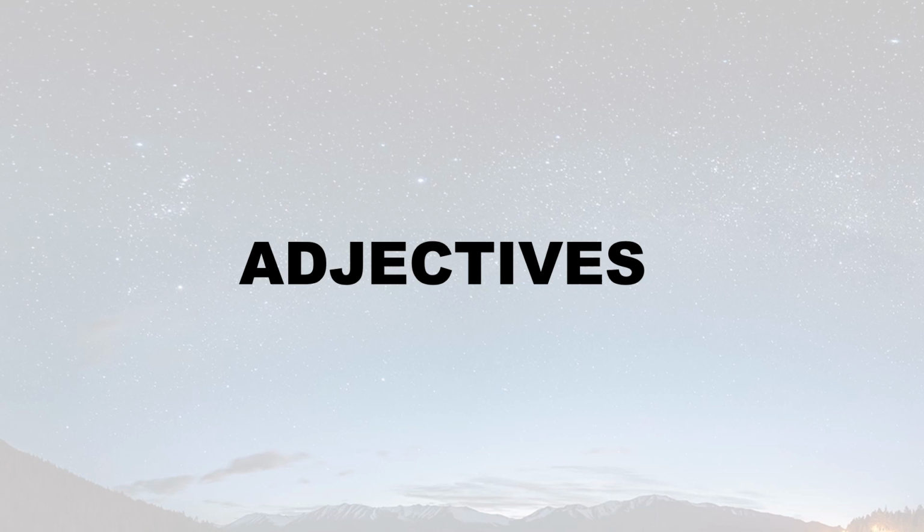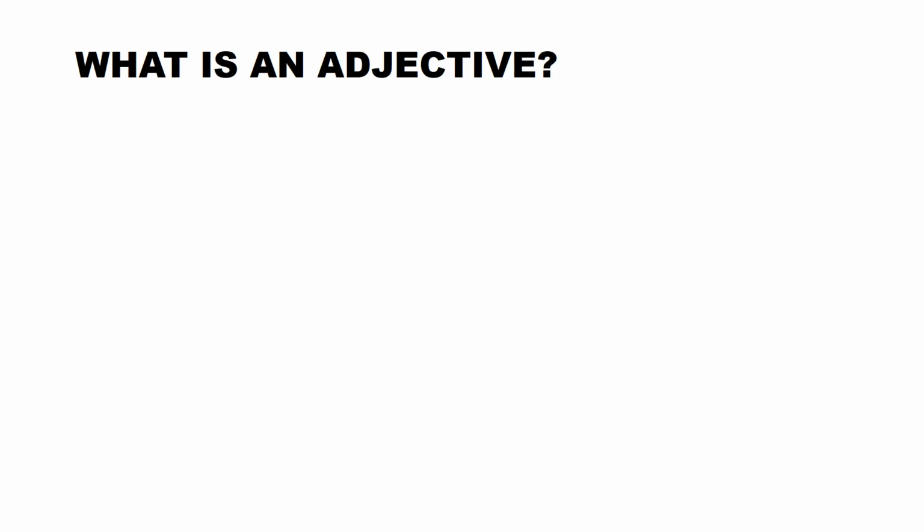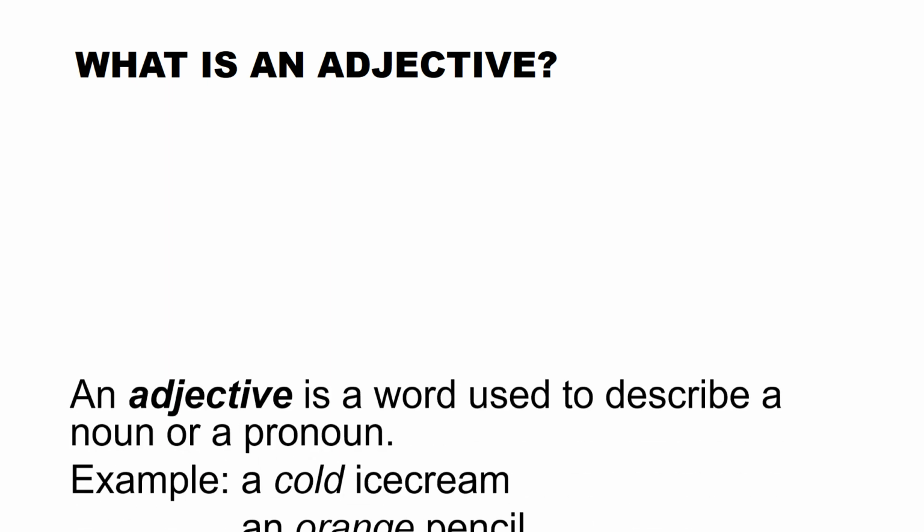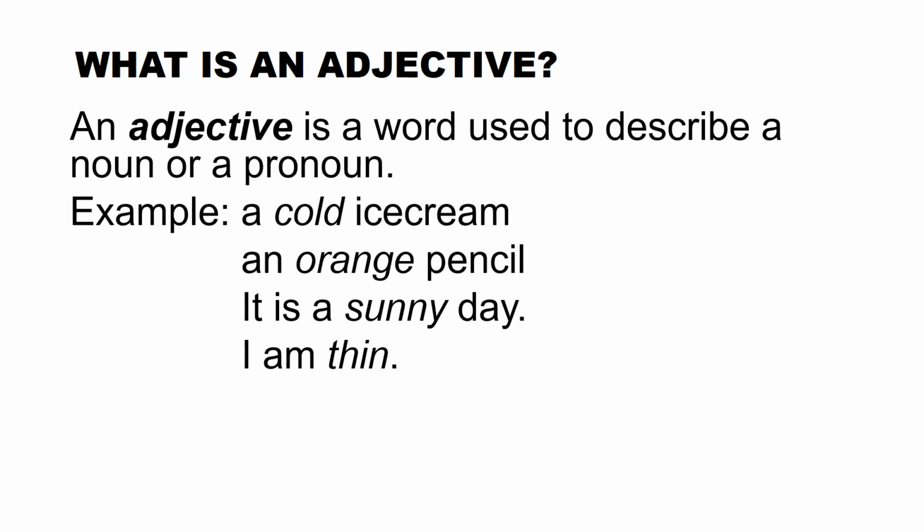Now let's move on to our topic. What is an adjective? An adjective is a word used to describe a noun or a pronoun. Example, a cold ice cream. Here, cold is an adjective and ice cream is a noun. An orange pencil. Orange is an adjective and pencil is a noun.